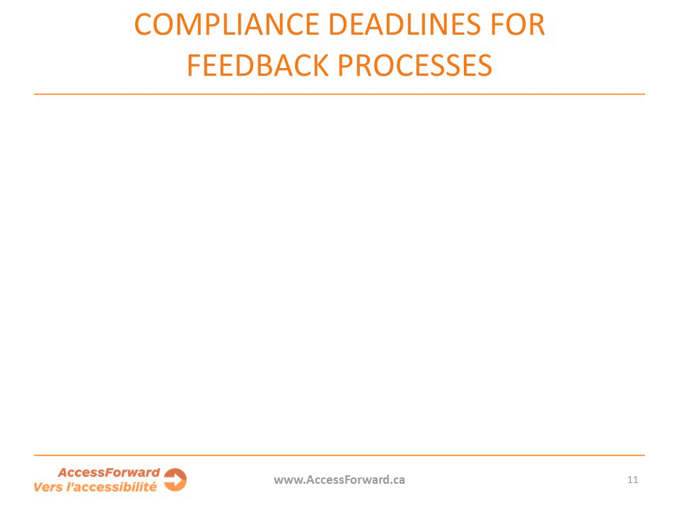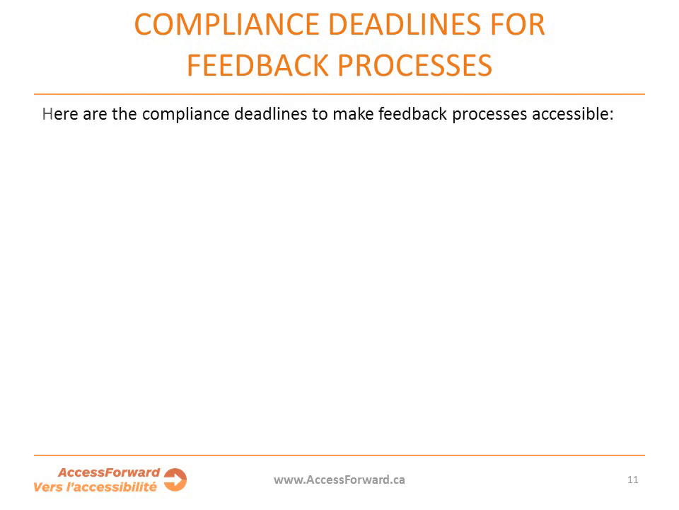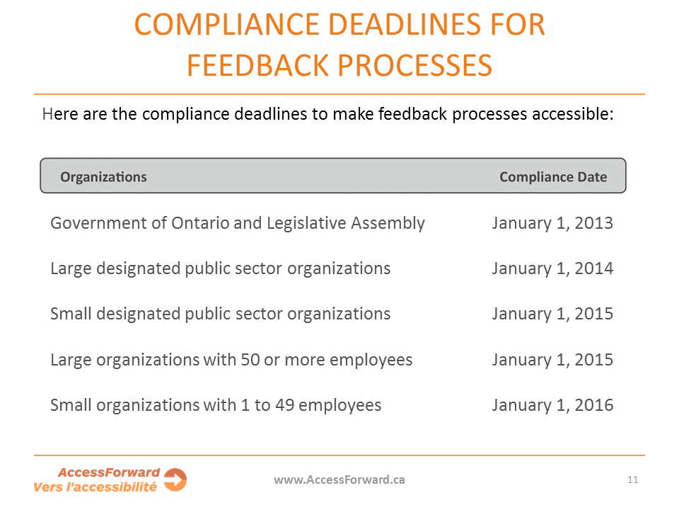Compliance deadlines for feedback processes. Here are the compliance deadlines to make feedback processes accessible. Government of Ontario and Legislative Assembly must comply by January 1st, 2013. Large designated public sector organizations must comply by January 1st, 2014. Small designated public sector organizations must comply by January 1st, 2015. Large organizations with 50 or more employees must comply by January 1st, 2015. Small organizations with 1 to 49 employees must comply by January 1st, 2016.